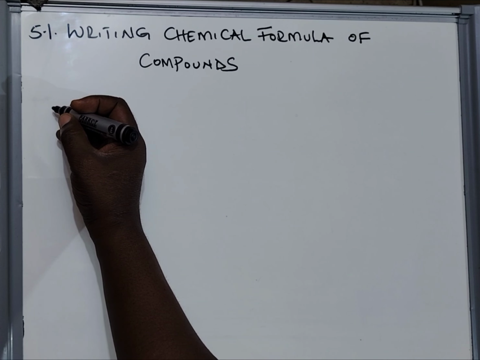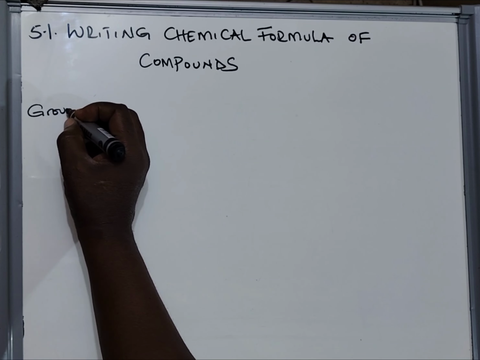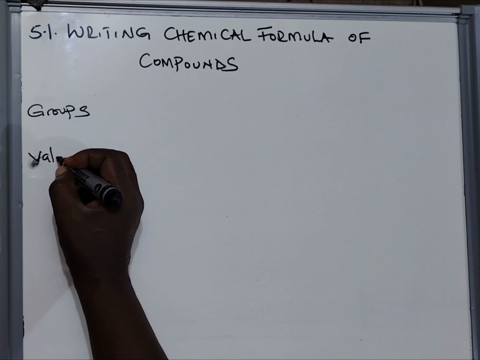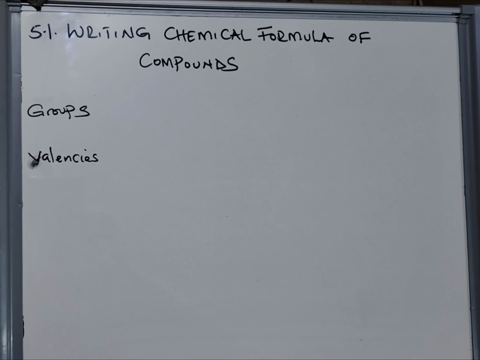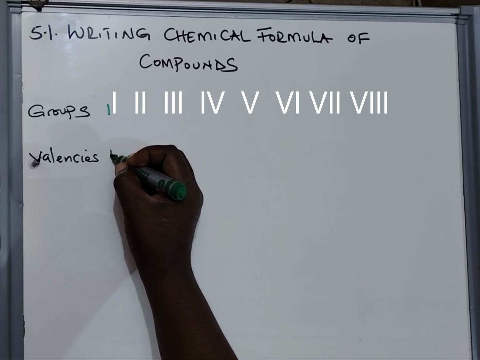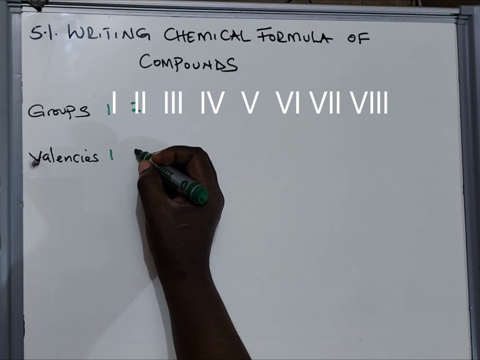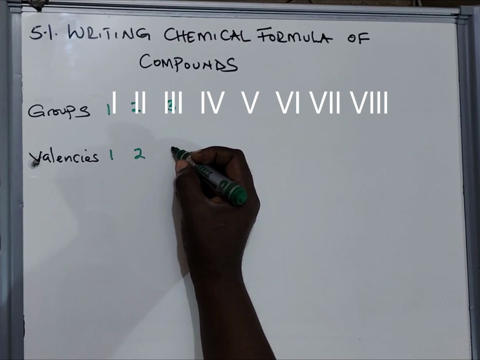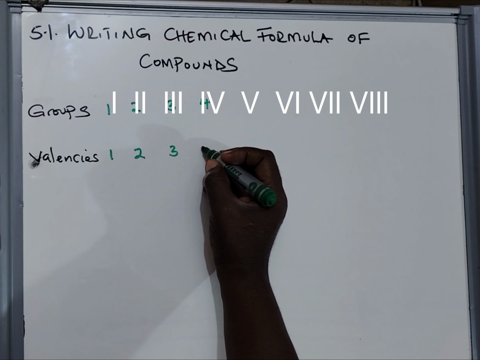they have combining power. So you have to remember that we have them in groups. So you can say groups. And here you can say valences. So you have to know that group 1 have valence 1. Group 2 elements have valence 2. Group 3 elements have valence 3. Group 4 elements have valence 4.